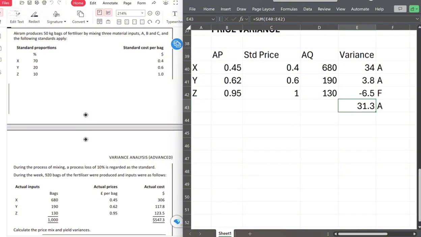Or maybe Z has been bought from a cheaper market, or a fake Z, which means substandard quality of Z has been bought. That will not be good, because then there might be more wastages, and that might also impact yield or customer satisfaction. Those are the discussions you could put, because there is no one way or one answer to everything. You just need to demonstrate understanding by discussing various possibilities. And that is it for Akram.